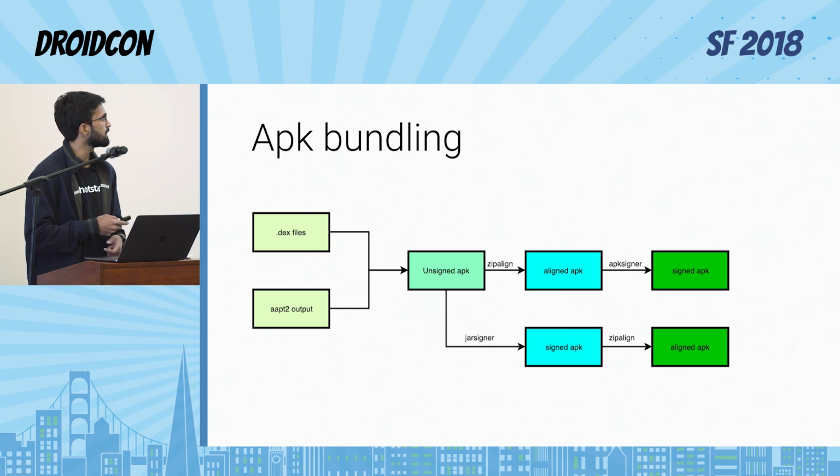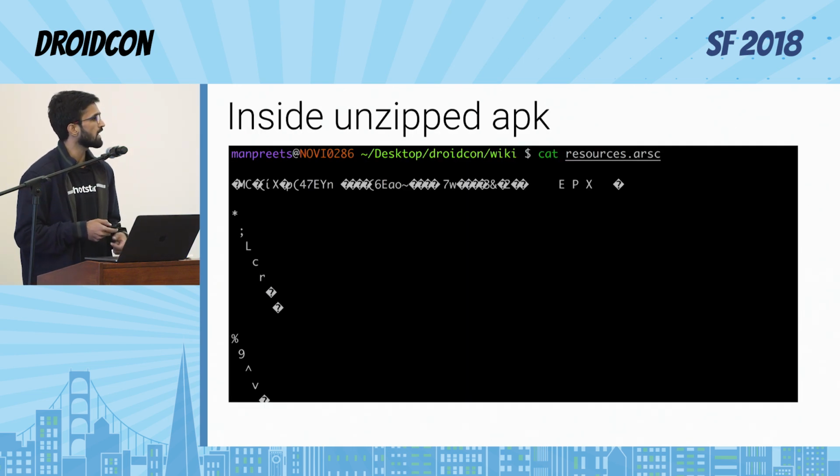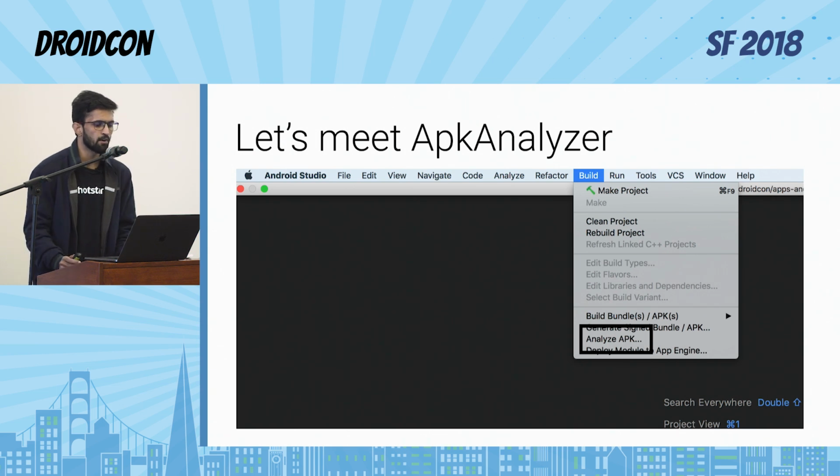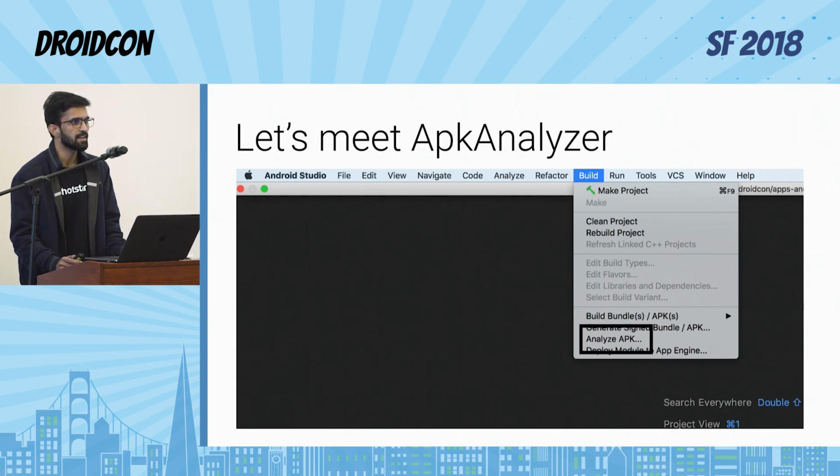The first thing is resources.arsc that I want to look inside, but I can see only binary content, and I can't understand binary content well. So we need some help. Let's take help from a member of the Android Studio family here, APK Analyzer. It does understand the binary format. We'll try to use it to analyze Wikipedia's APK.